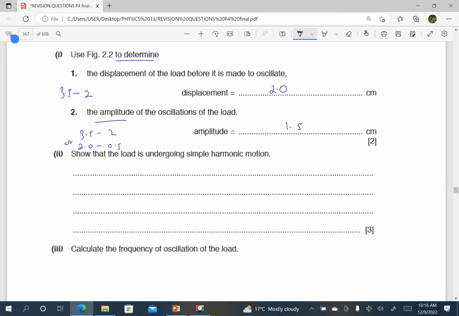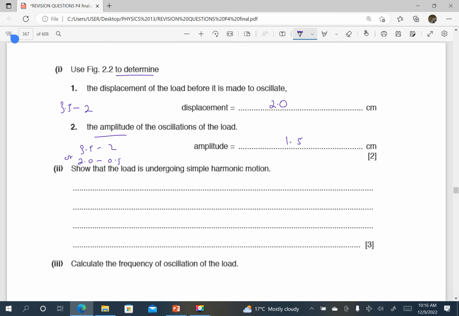So we can say displacement from 2.0 centimeters is the same on both sides. That means also the maximum acceleration is the same.